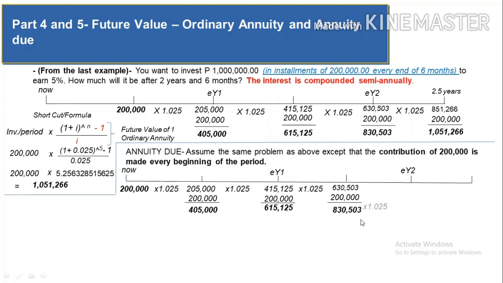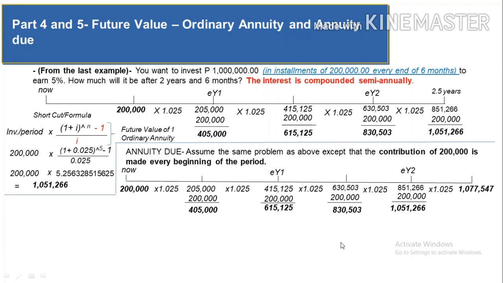you have 835,03, and then your last investment will happen at the end of year 2, but the 835,03 will grow to 851,266 plus your last investment, you will have 1,051,266. But then again, the question is after 2.5 years, so 1,051,266 will have the opportunity to grow, and it will grow up to 1,077,547.